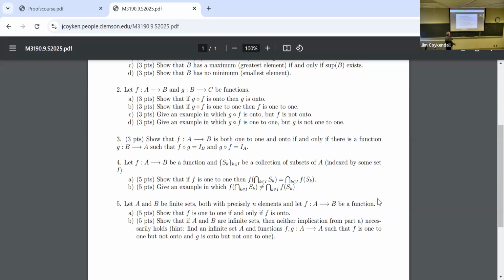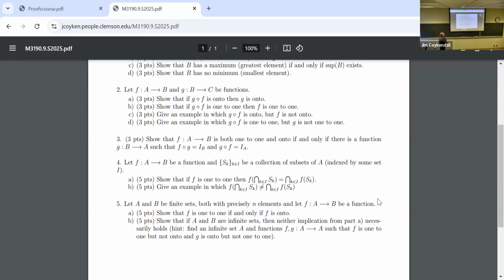Number 4, suppose that F from A to B is a function and let S_k be some collection of subsets of A. Show that if F is 1 to 1, then F of the intersection is equal to the intersection of F of the sets. And give an example in which this is not the case. I bet in your example, you should probably find a function that's not 1 to 1.